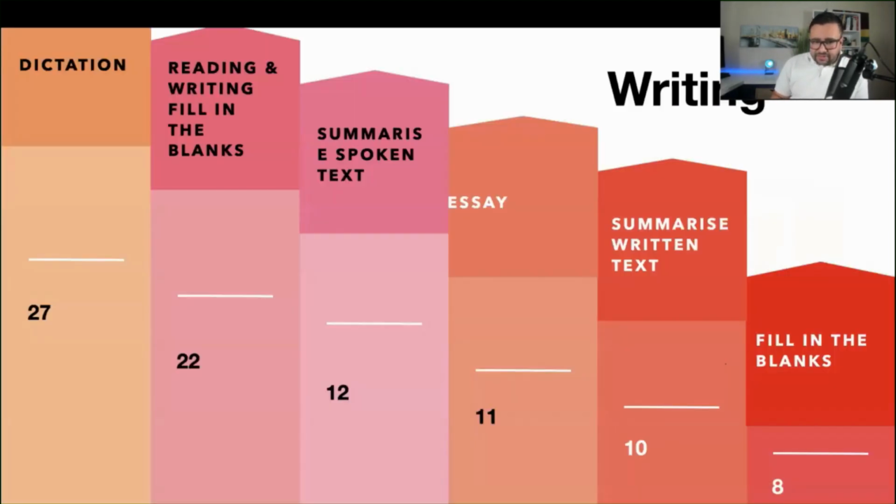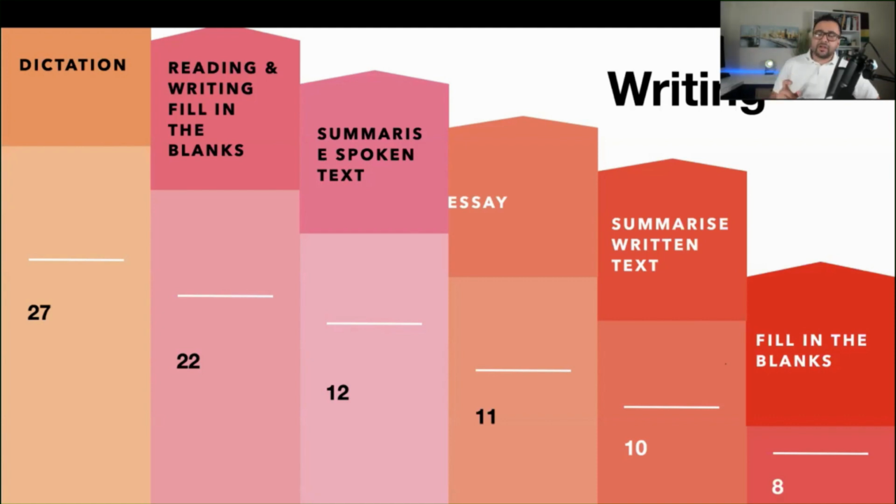Okay, so how does writing affect other sections, and how do you get to score in writing? Let's have a look at that as well. Interestingly, the maximum amount of a score in writing actually comes from write from dictation, which is a question type in listening, from where you get around 27 points. And then the next important question for writing is reading and writing fill in the blanks, from which you get 22 points. And then summarize spoken text is the next important question, which is in the 3rd place with 12 points. Essay and summarize written text, these are the 2 question types you do in writing, are actually only 3rd and 4th important question in writing.